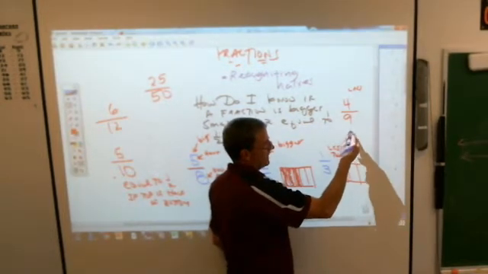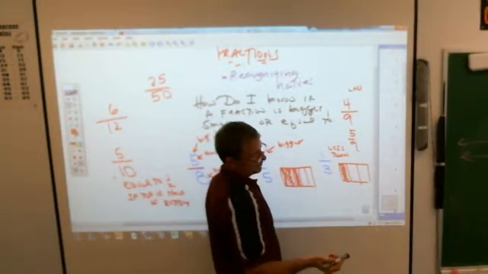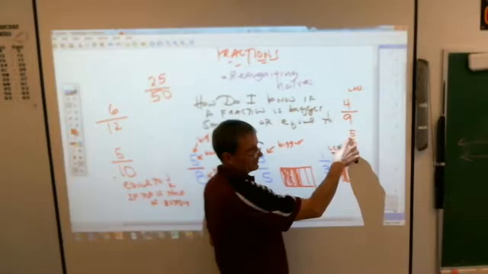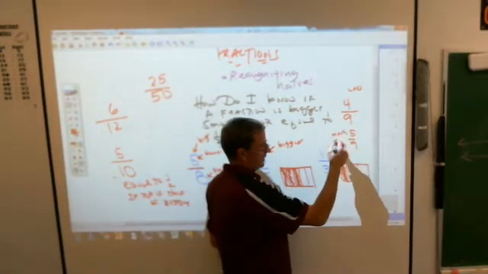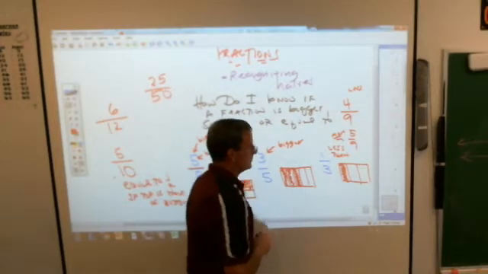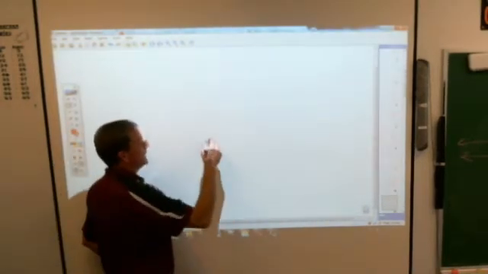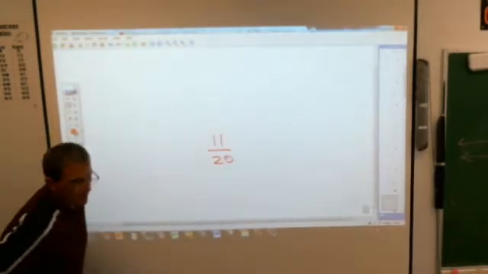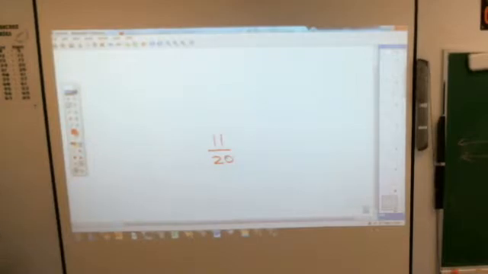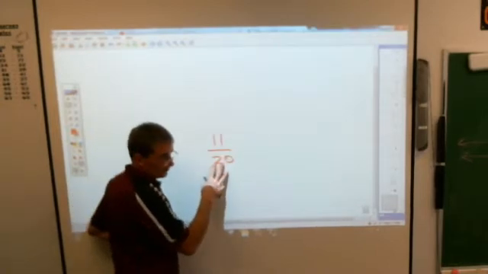Or if I said 5 9ths, 5 9ths is more than half because anything bigger than 4 is going to be more than half. Let's do some goofy ones here. What if I said 11 over 20? Is that fraction more or less than half? If it was half, what would be half? Half would be 10 over 20.